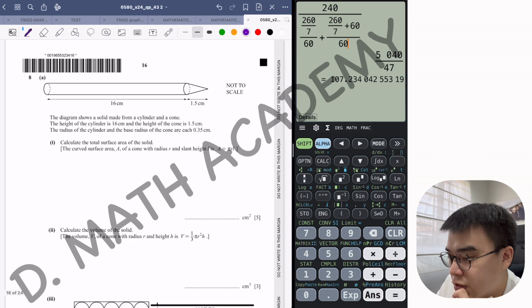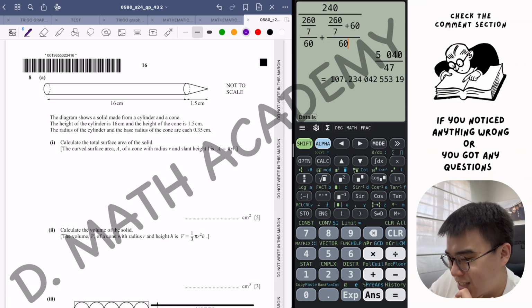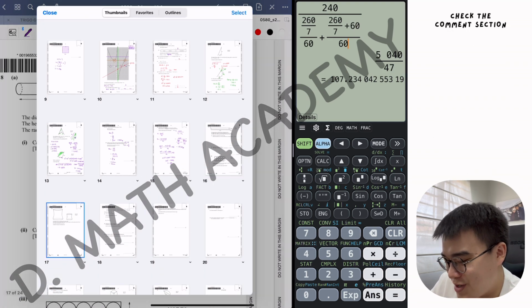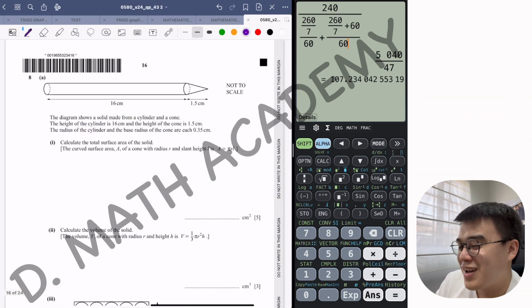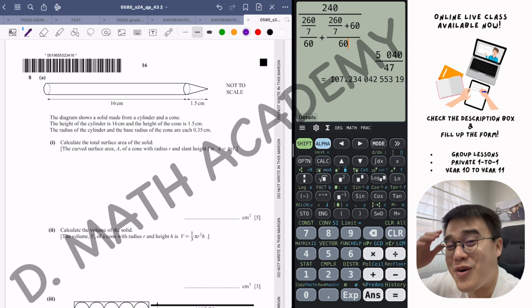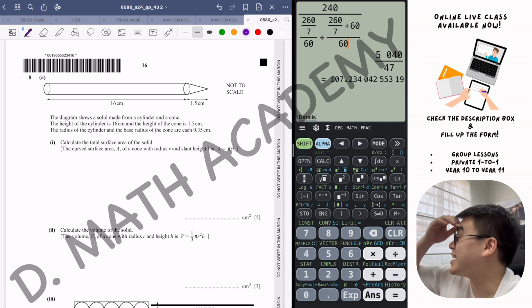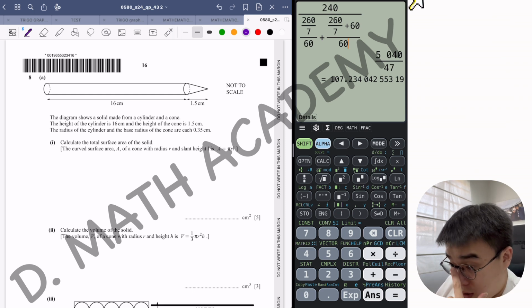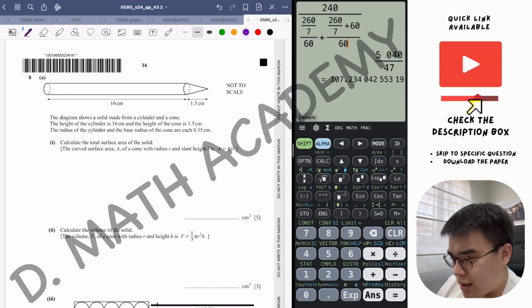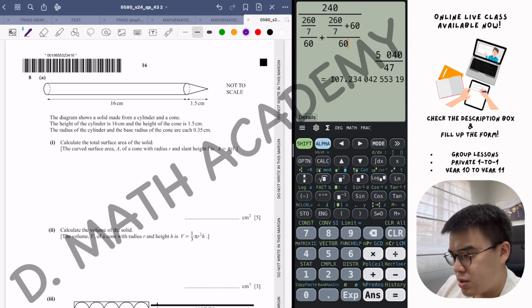Moving on to question 8. How many more pages to go? 1, 2, 3. Oh, there's still a lot. Still got 7 pages more. So I think it needs another 30 minutes or so. Okay, please bear with me. All right, question 8a. Total surface area of this solid.